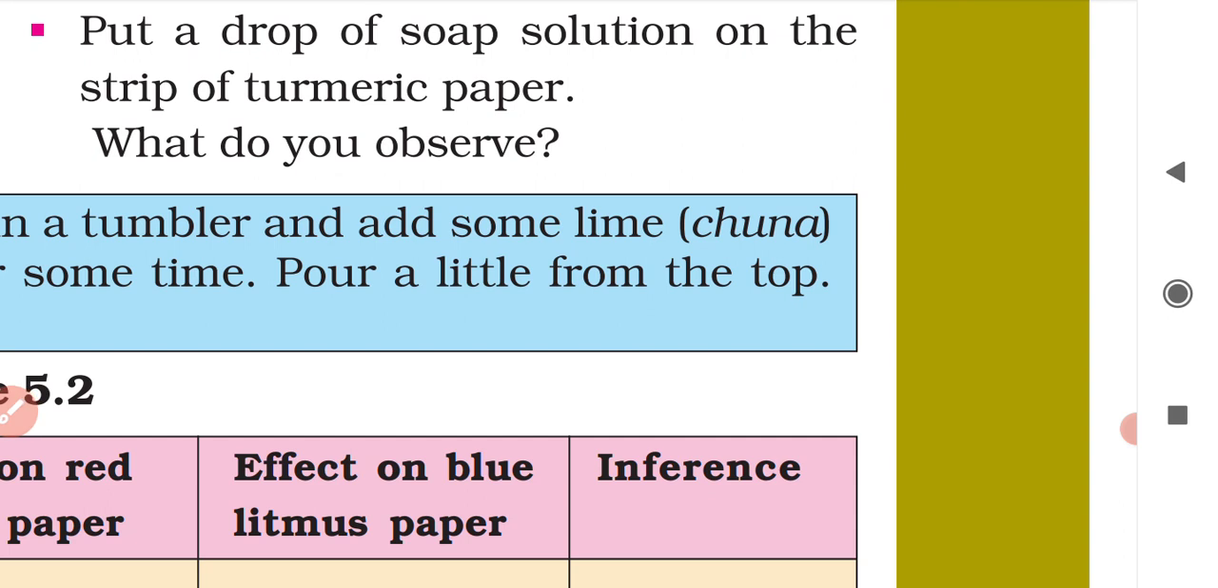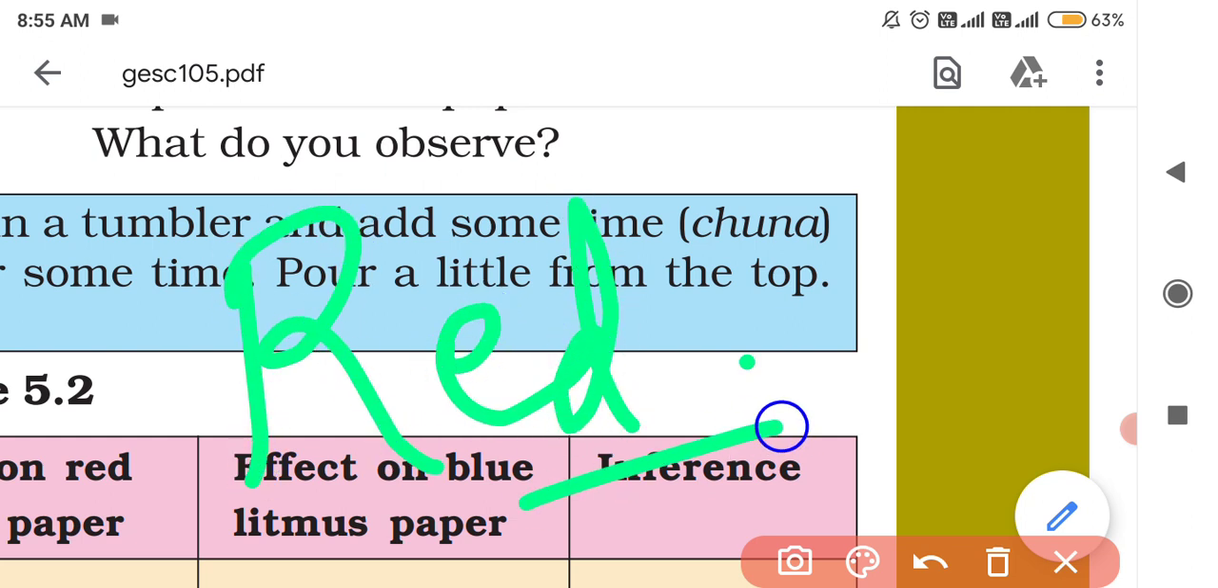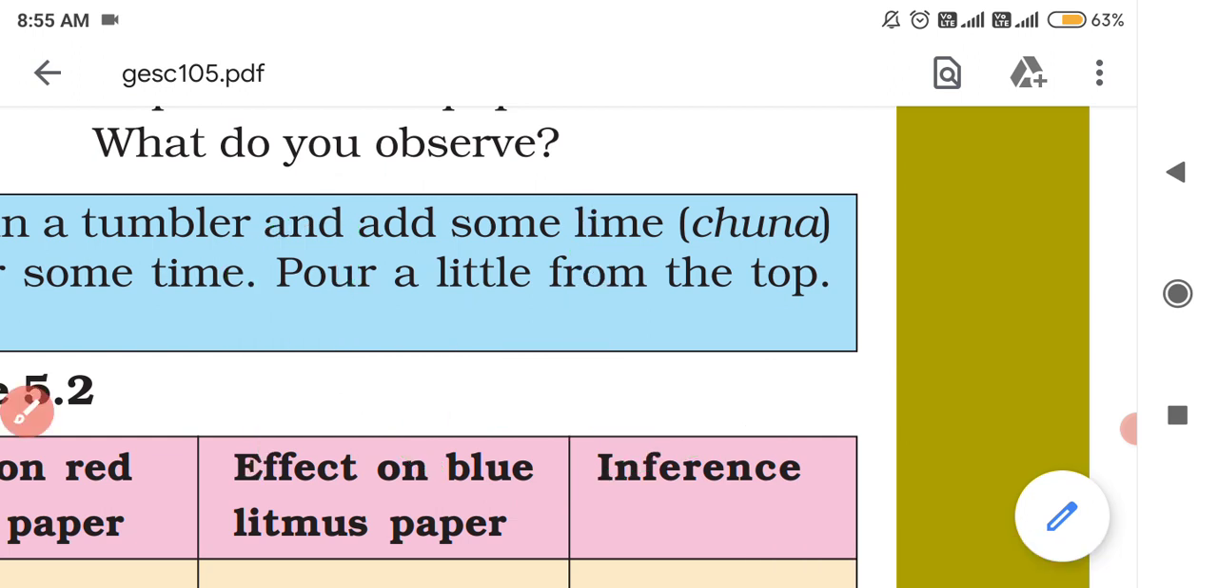What do you observe? What will be the color change? Will there be any color change? Yes, the color will change from yellow to red. That means turmeric turns red in basic solution, or we can say that bases turn the yellow turmeric paper to red.